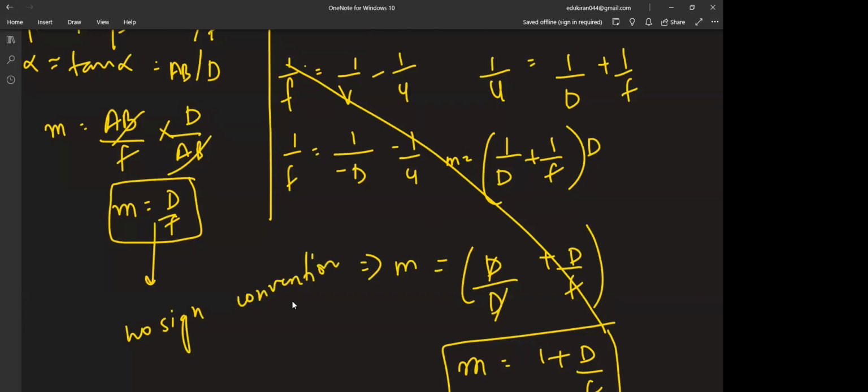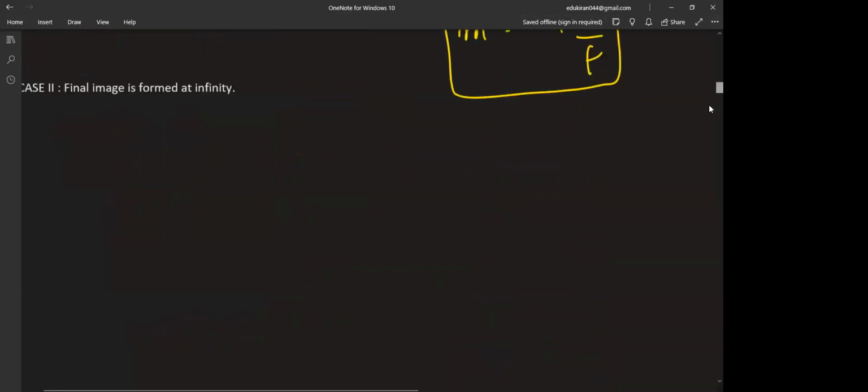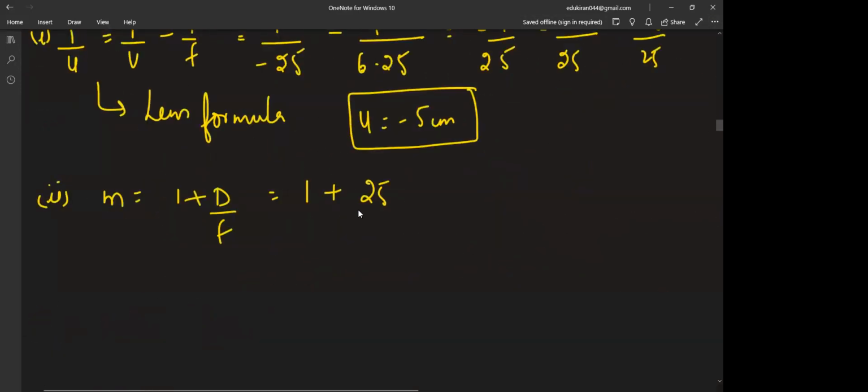This is the only portion in ray optics where you do not put sign convention in magnification. Like here, 1 plus 25 by focus. What was the focus? 6.25. Write it as it is. So 1 plus this was 4. So magnification is 5.